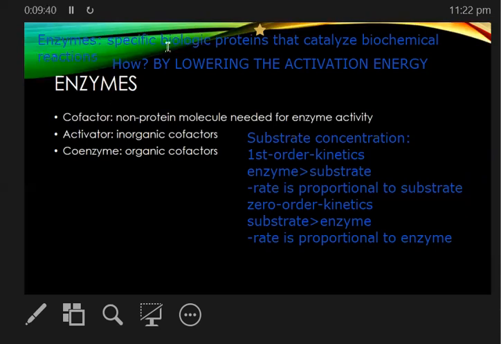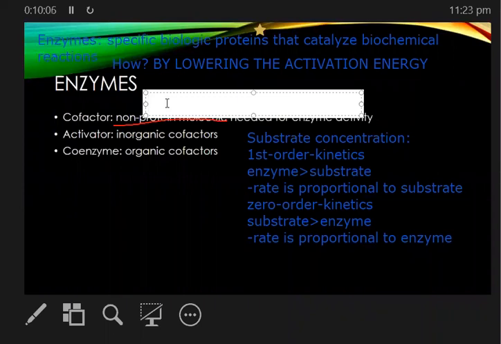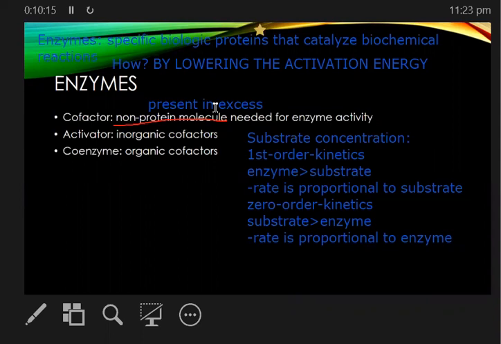So when we say cofactor, of course, we have to know the definition. This is a non-protein molecule that is needed for enzyme activity. It participates in the reaction. Take note that cofactors have to be present in excess. So that is one important thing that you have to consider, the concentration of your cofactor.